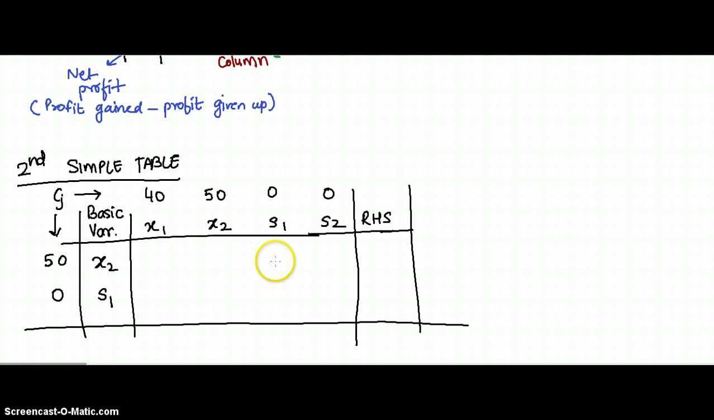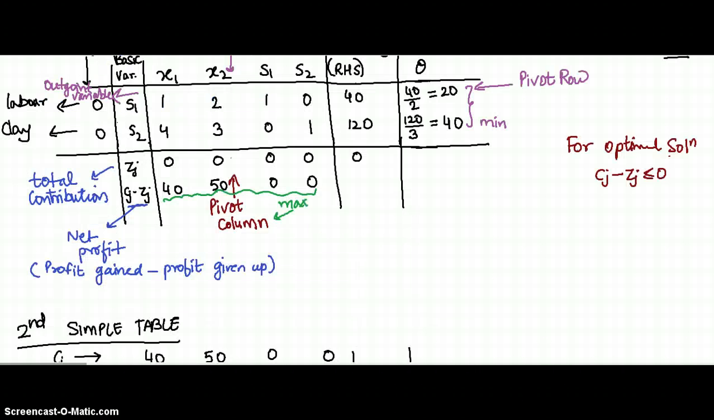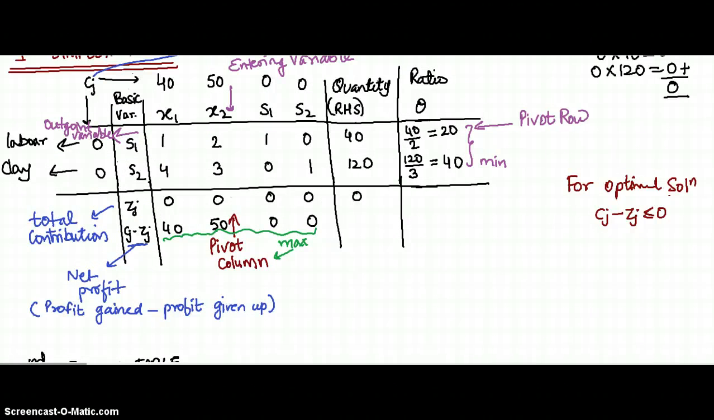Now we need to calculate the first and the second row. For that, first of all, this variable x2 has entered, so we will obtain its values first. If we look here, x2 is the incoming variable and s1 is the outgoing variable. In the pivot column, the point of intersection of the pivot column and pivot row is 2. This is called the pivot.